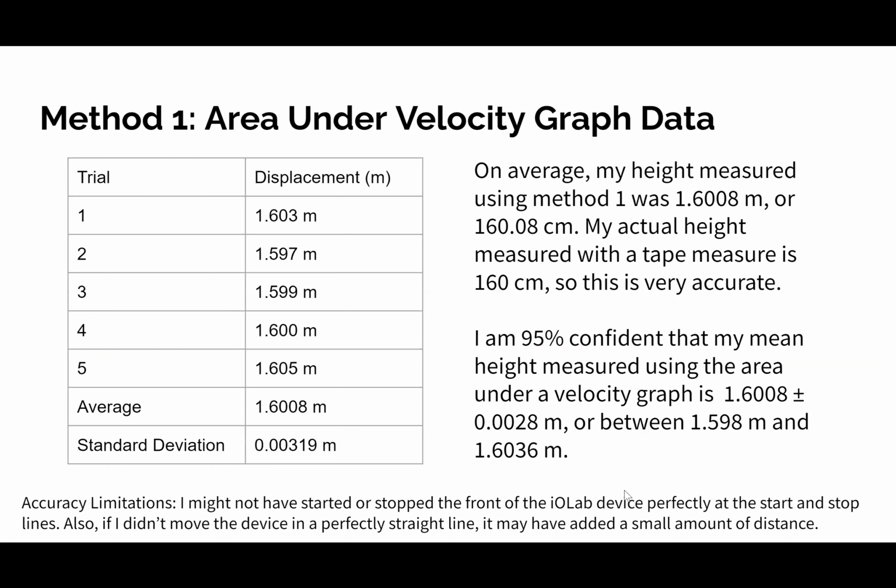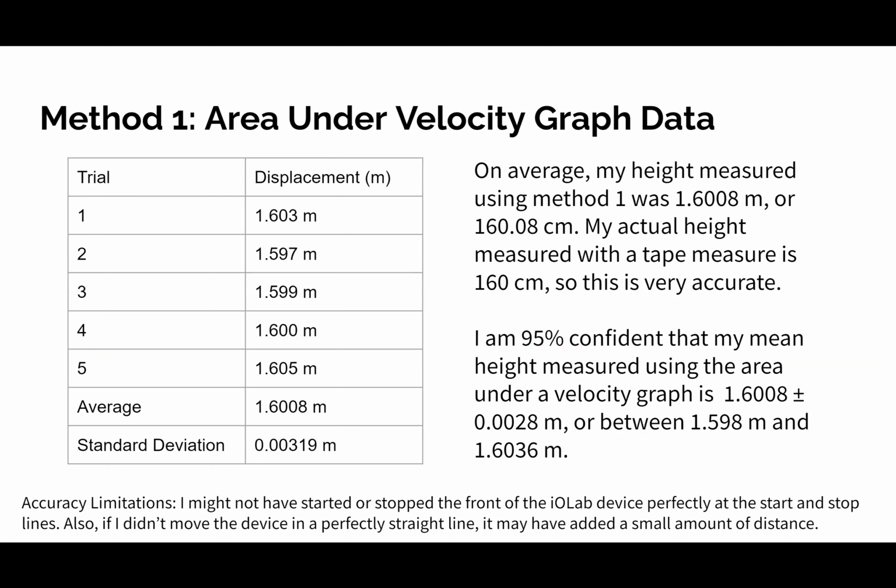I did a total of 5 trials for each of the methods. This is the first method. On average, I found that I'm 1.6008 meters tall, or 160.08 centimeters. That is fairly accurate because my actual height measured using a tape measure is 160 centimeters. So I'm impressed by how accurate this is.